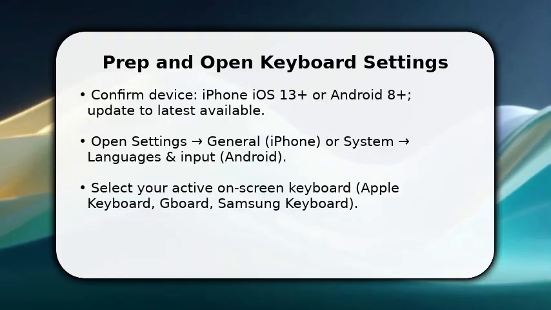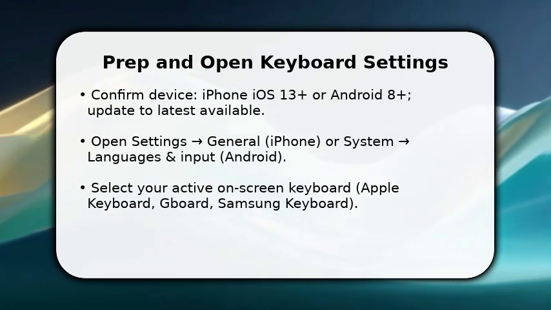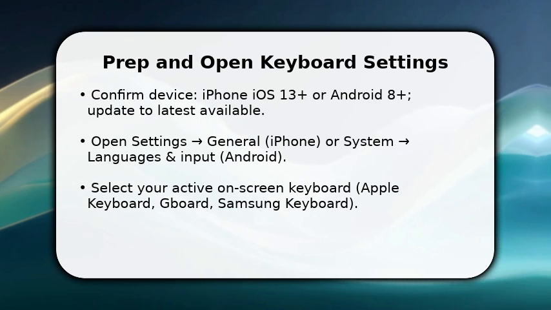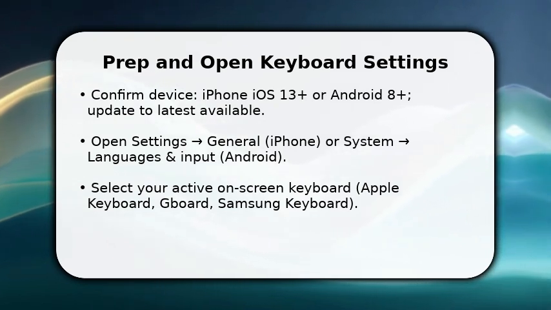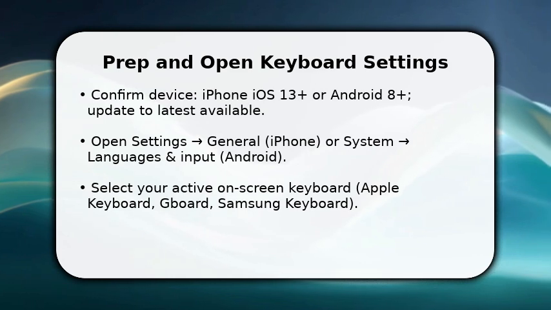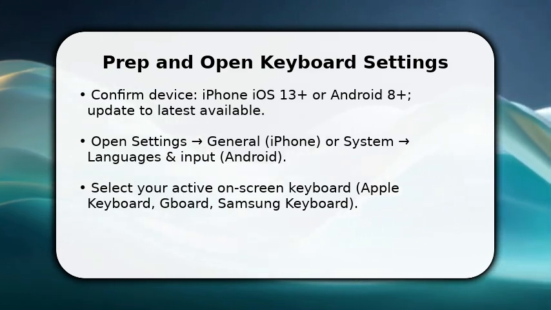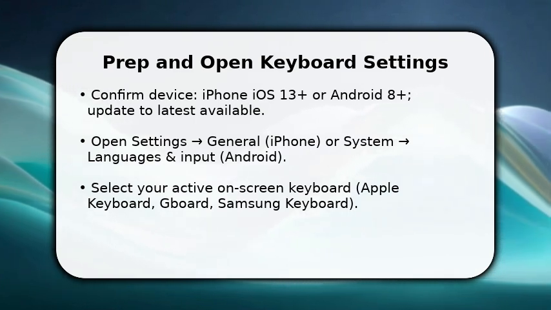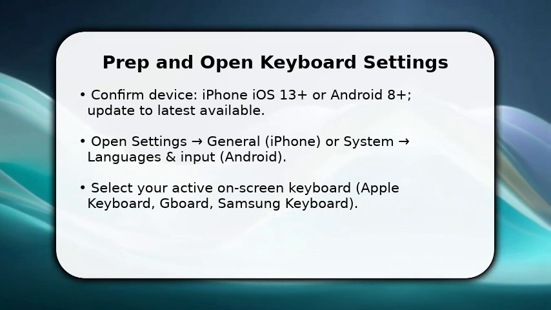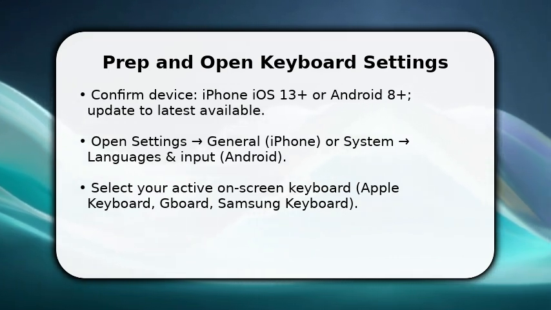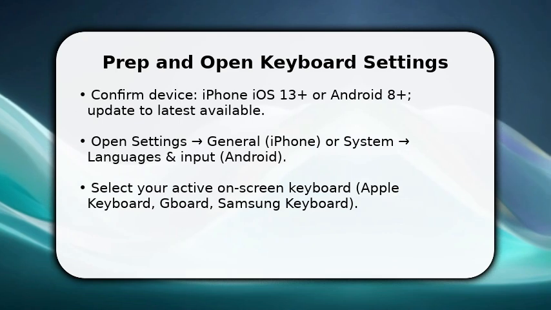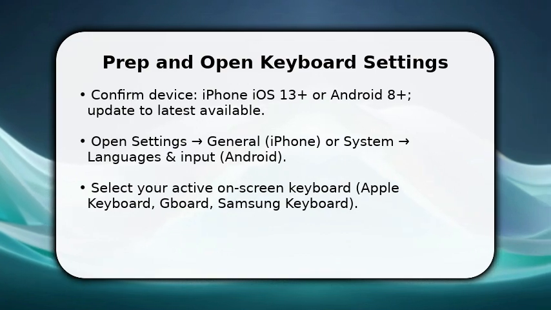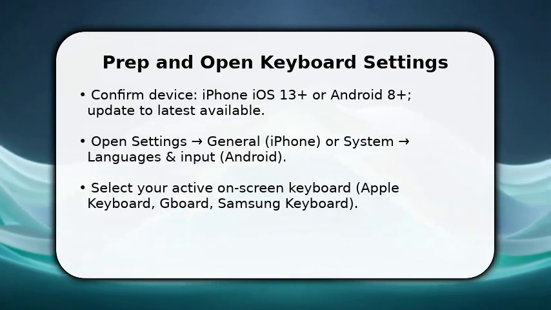You're starting now. Confirm your device and update the OS so settings match examples. Next, open Settings, then go to General on iPhone or System, right arrow Languages, and Input on Android. You must pick the active on-screen keyboard, like Apple Keyboard, Gboard, or Samsung Keyboard. This step puts you directly at the control panel that changes the double space behavior. Once there, make sure you have permission to modify keyboard preferences and proceed to the specific keyboard's preferences to change.